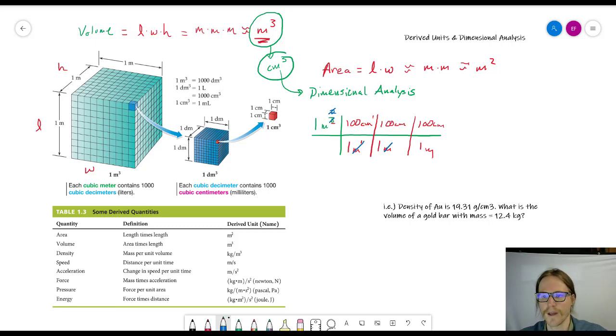And let's grab that meter. That's going to cancel this meter. So now if we look dimensionally, we have no meters left in all of our dimensional analysis. Instead, we have a centimeter times a centimeter times a centimeter, which is the same as the centimeter cubed that we're trying to get to. So if we compute this, this is going to be 100 times 100 times 100, which is going to be 1 with 6 zeros, in units of centimeters cubed.